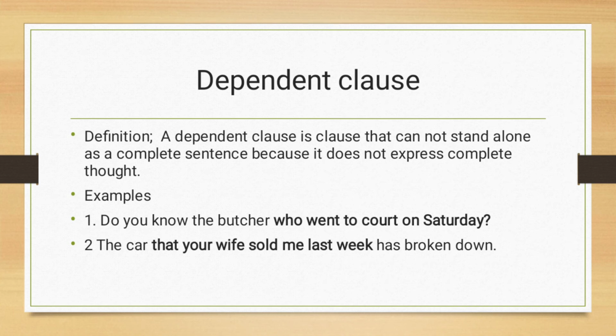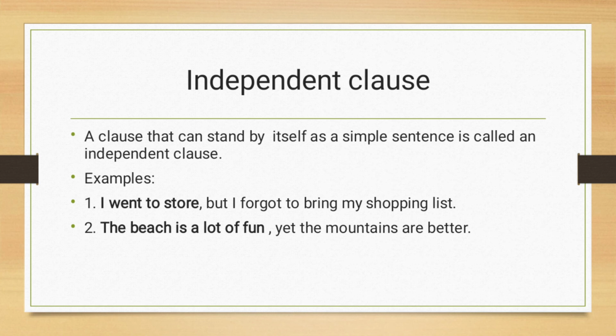Similarly, in the second sentence, the car that your wife sold me last week has broken down. That your wife sold me last week, now this is also a dependent clause. It means that this group of words gives us no meaning without the other group of words. Similarly, we also have independent clauses. An independent clause is defined as a clause that can stand by itself as a simple sentence. Example: I went to store, but I forgot to bring my shopping list.